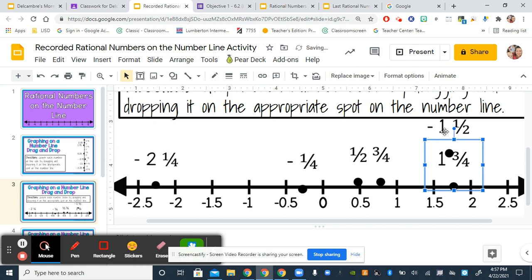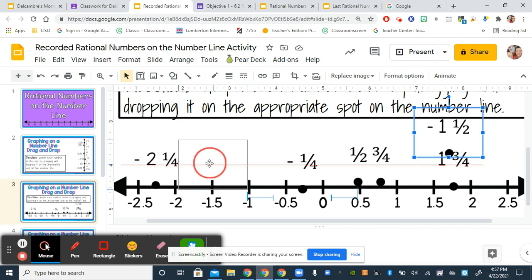And finally, our last one's -1.5. So remember, half is like 50 cents. It's 50 hundredths. It's going to go right here.